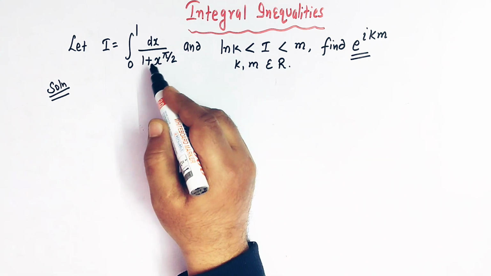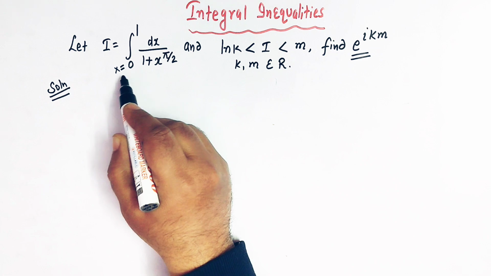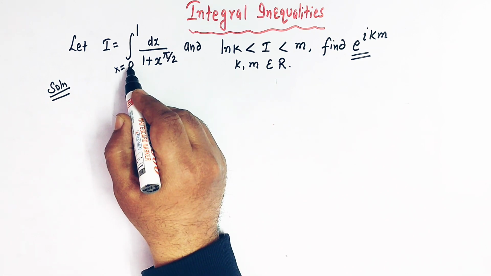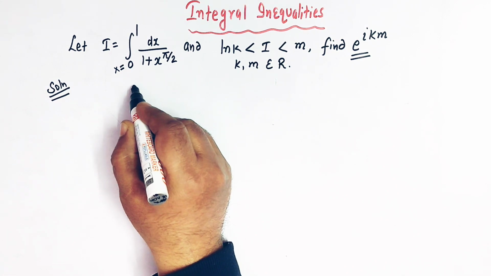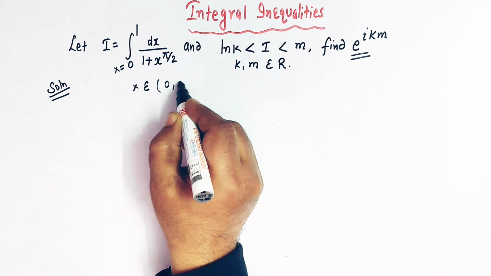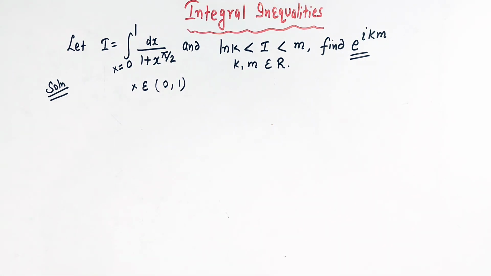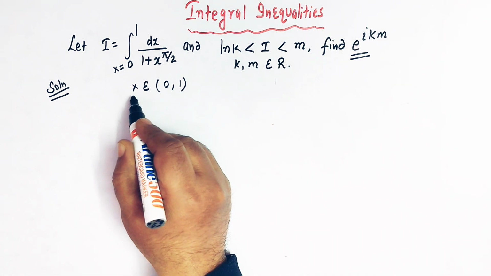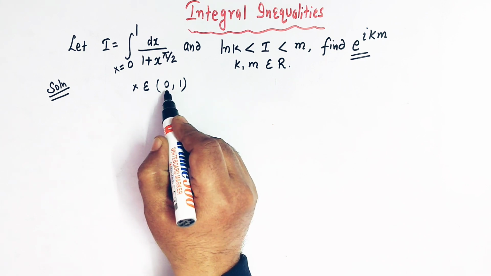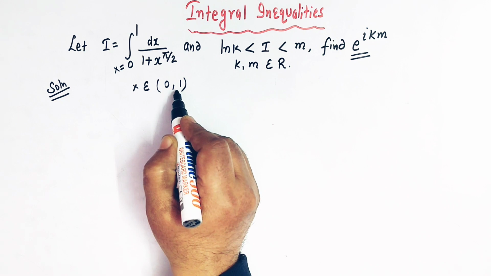So let us start and let us see the limits of integration. Here the limits of integration are from 0 to 1. It means this x belongs to the interval 0 comma 1. So here we have x which lies between 0 and 1. It means it is less than 1.